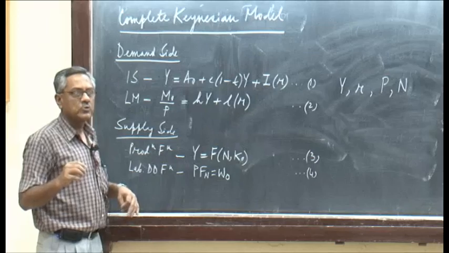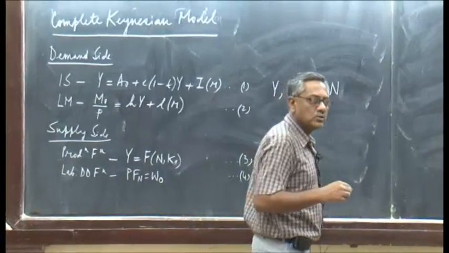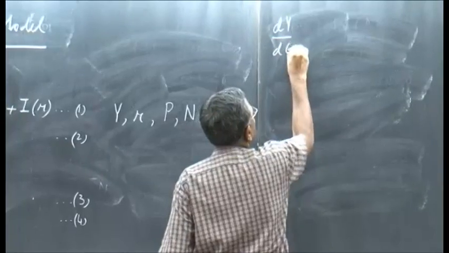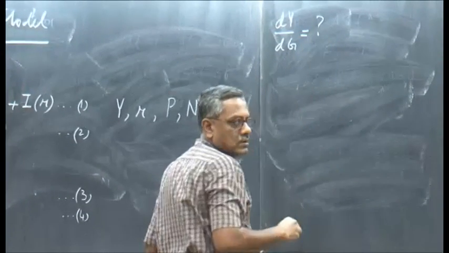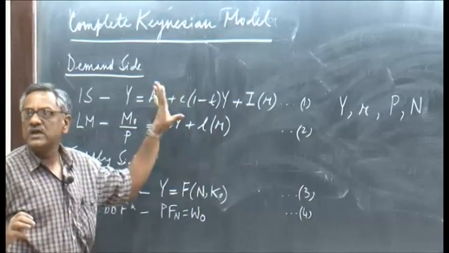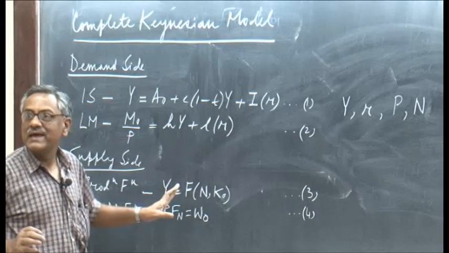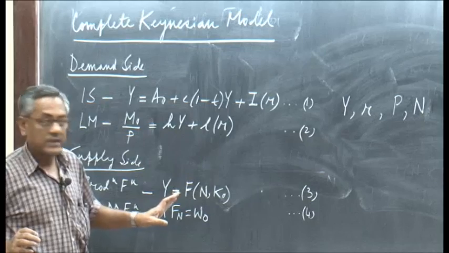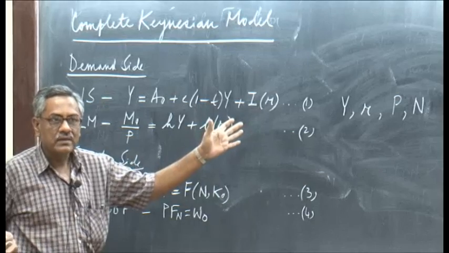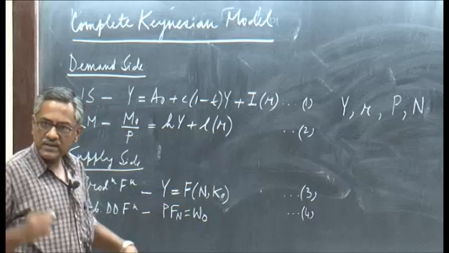Suppose I ask you the question, tell me what is the main fiscal policy multiplier in this model. Suppose I ask you the question which I have been asking you throughout: what is dY/dG in this model? How would you solve? The best thing is to differentiate these 2 and eliminate dR, and differentiate these 2 and eliminate dN. Then R and N are gone, and we now have Y and P to be determined. So do that. Let's do it.